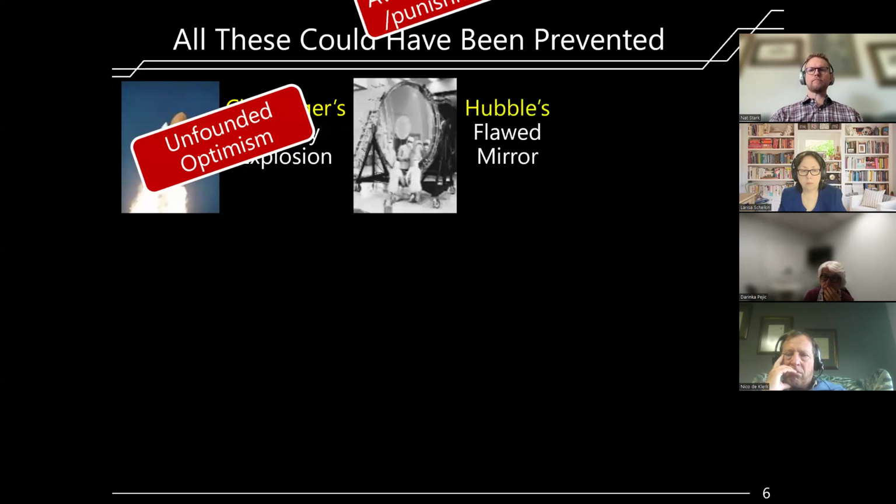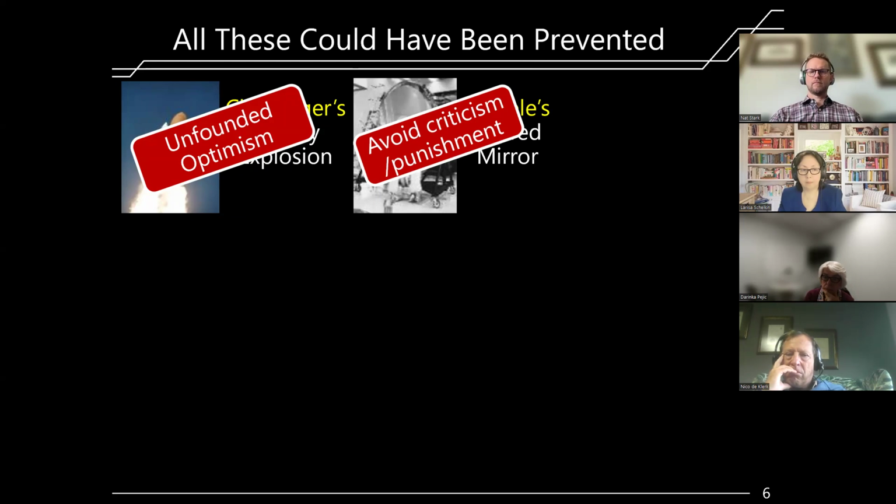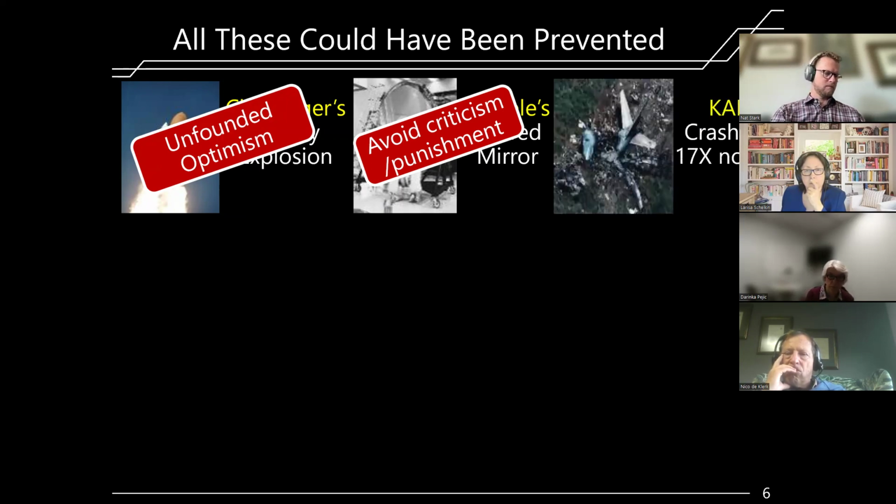Hubble's flawed mirror. This is an interesting story too. There were numerous hints that there had been an error in assembling the measurement instrument that was used to figure the mirror. I mean, like dozens. They were all ignored because the only tangible accomplishment in the program was this mirror, and the idea that it was flawed was just too much to take. So confirmation bias came in. And as happens with so many accidents, people discounted things they didn't want to believe.